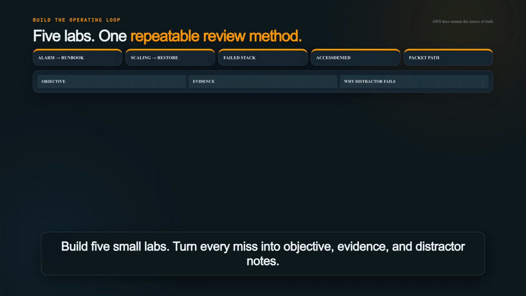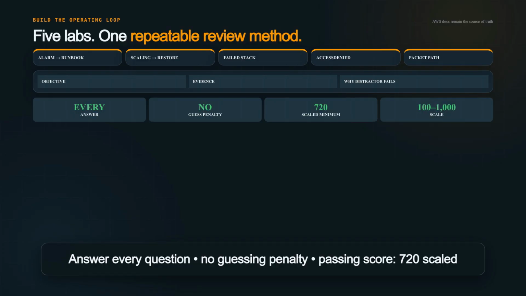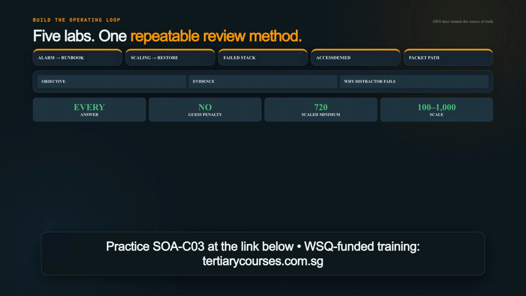Then turn every missed practice question into 3 notes: the objective, the evidence, and why the tempting answer fails. On exam day, answer every question. AWS says unanswered questions are wrong and there is no guessing penalty. The passing score is 720 on a scale of 100 to 1000, not a raw 72%.